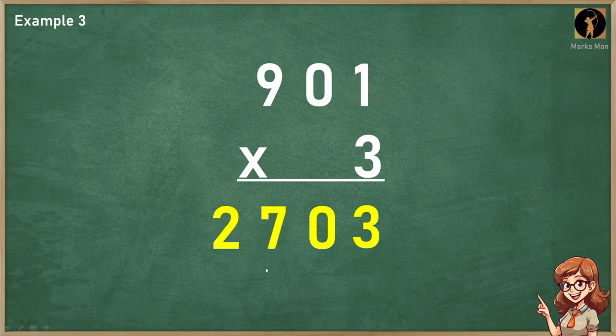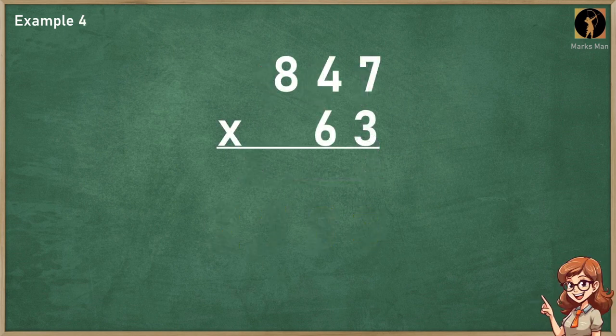Since our product has more than 3 digits, let's put a comma between 2 and 7. Therefore, 901 times 3, that is 2,703. I hope that's clear. Next example, what is 847 times 63? This time, we have a three-digit multiplicand multiplied to a two-digit multiplier.